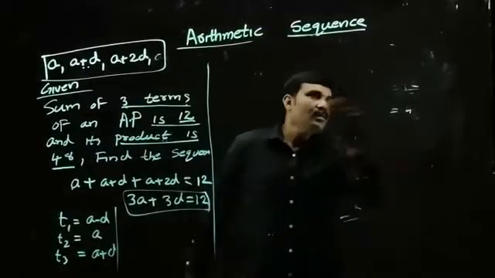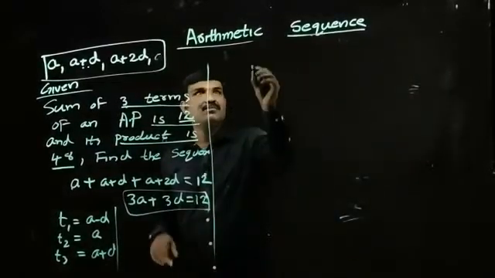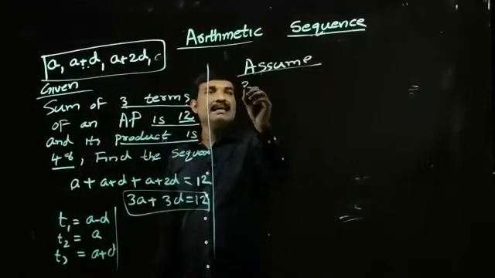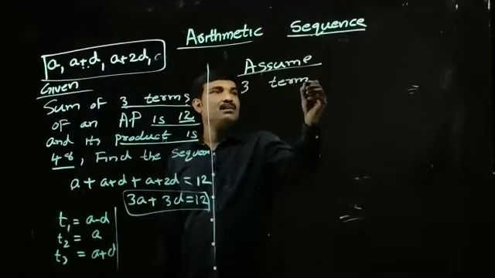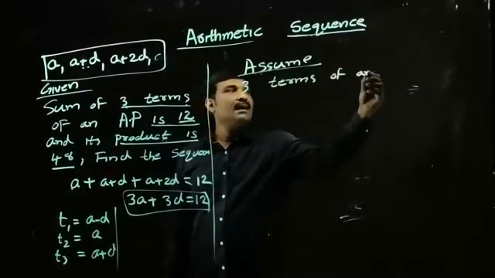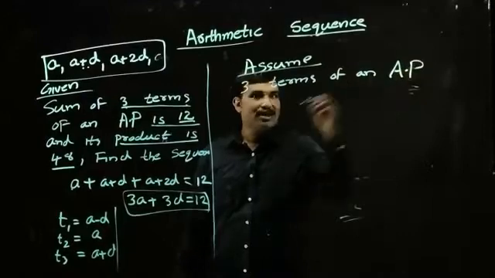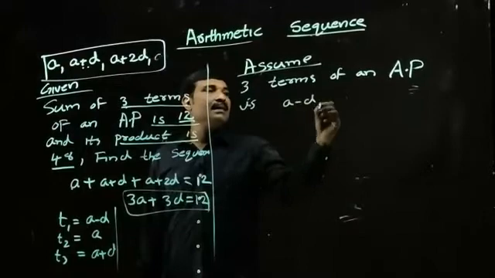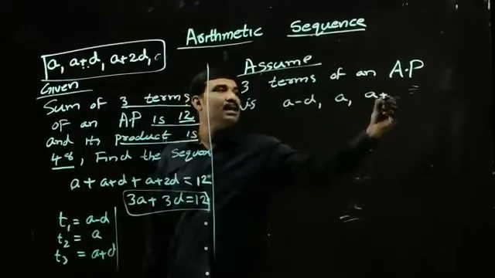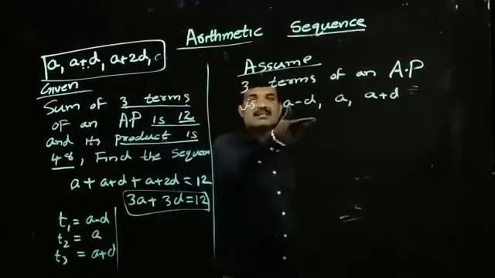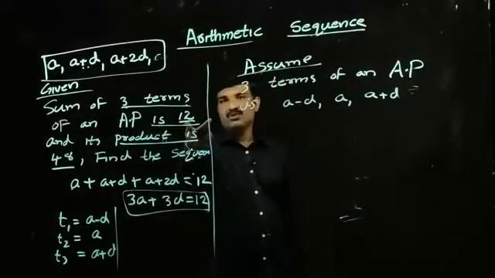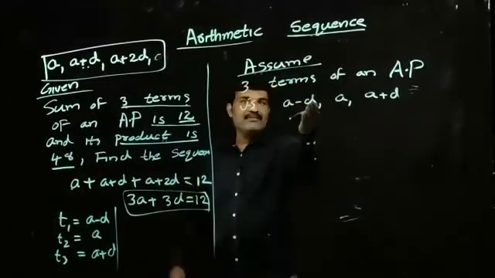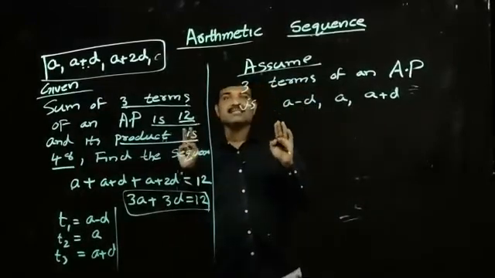So we can assume three terms of an arithmetic progression, AP, as A minus D, A, and the next term obviously A plus D. This choice is made because the sum of three terms is given. Now we are just adding these three terms, the result becomes 3 times A, and D will get cancelled. That way we are choosing in this manner.